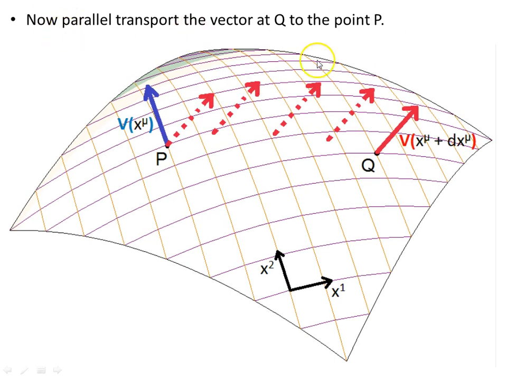Alright, so next step, we now parallel transport the vector at Q, keeping it parallel to itself. We follow the process of parallel transport across the manifold to the point P, and we notice that for a curved surface, a curved manifold, when the base points of these two vectors join up, there will be some gap here, and that represents the intrinsic curvature in the space. And we've seen that with the Riemann tensor.